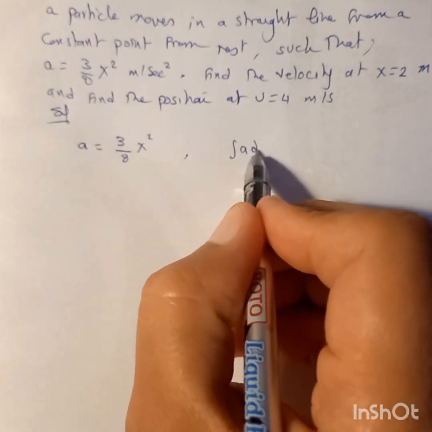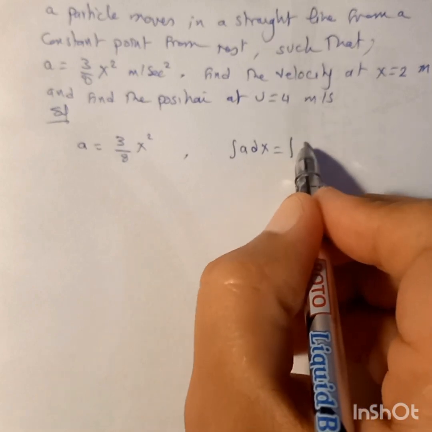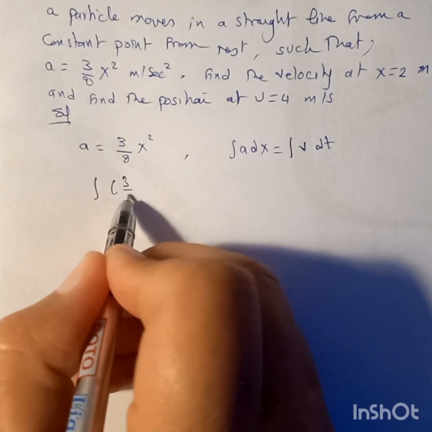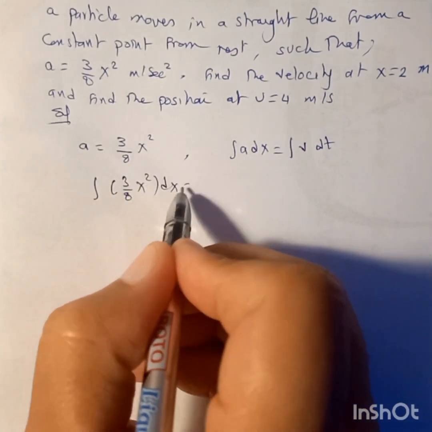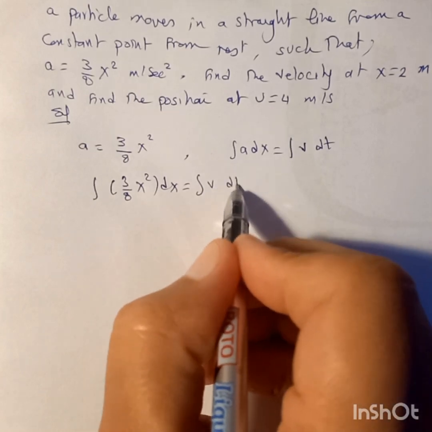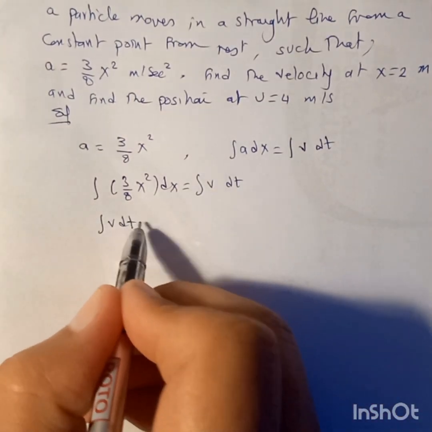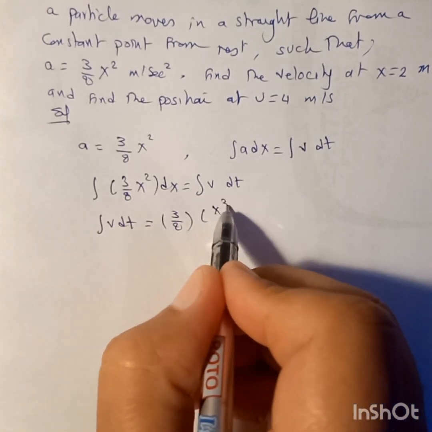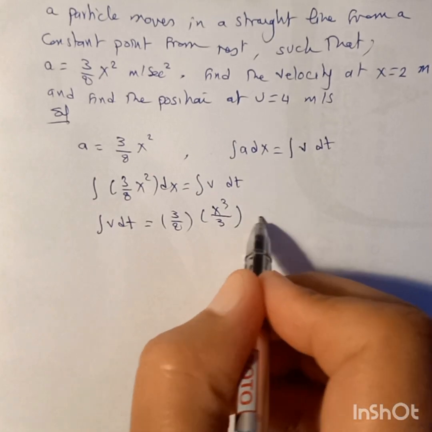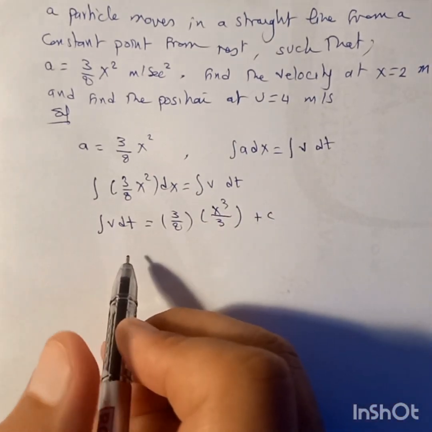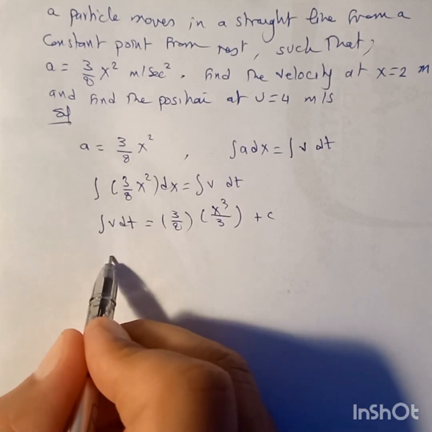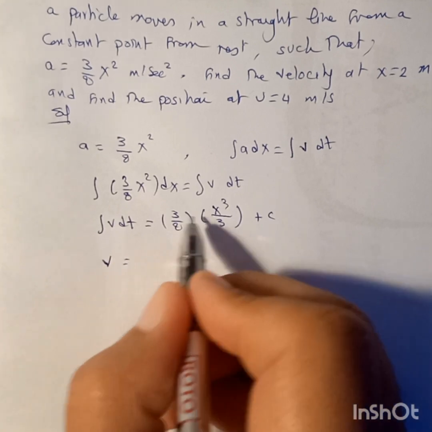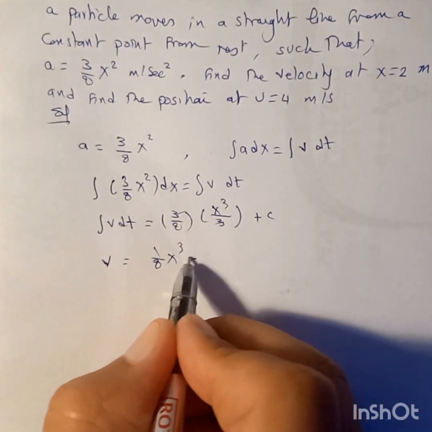The integral of a dx equals the integral of v dt. Then we have the integral of 3 over 8 x squared dx equals the integral of v dt. Then the integral of v dt equals, here 3 over 8 is a constant, then we have x power 3 over 3 plus c. Here we have v equals 1 over 8 x power 3 plus c.